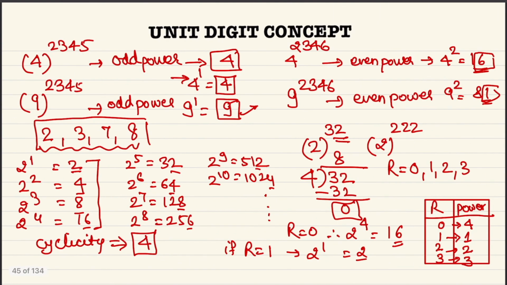For 2, 3, 7, 8, we have to divide the power of the number by 4, and 2 raised to power that remainder will decide the unit digit.